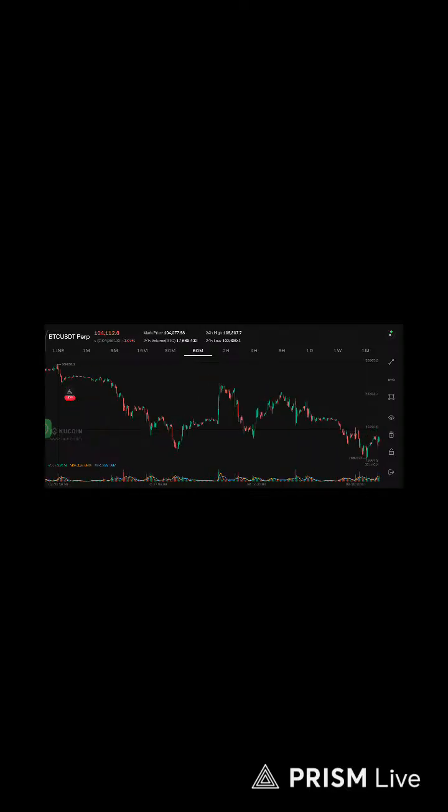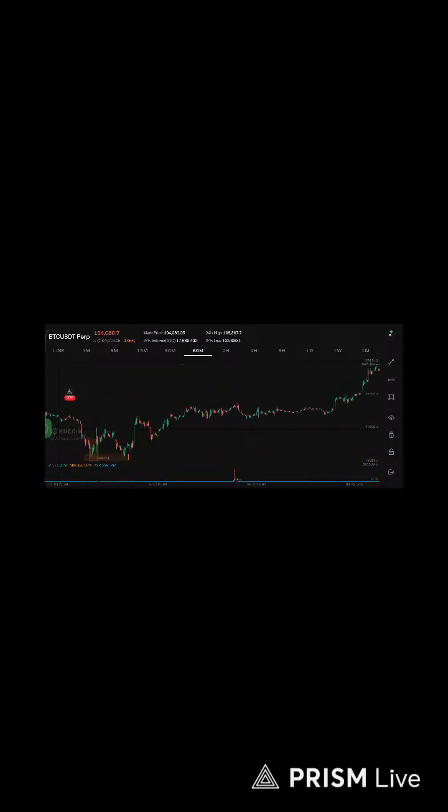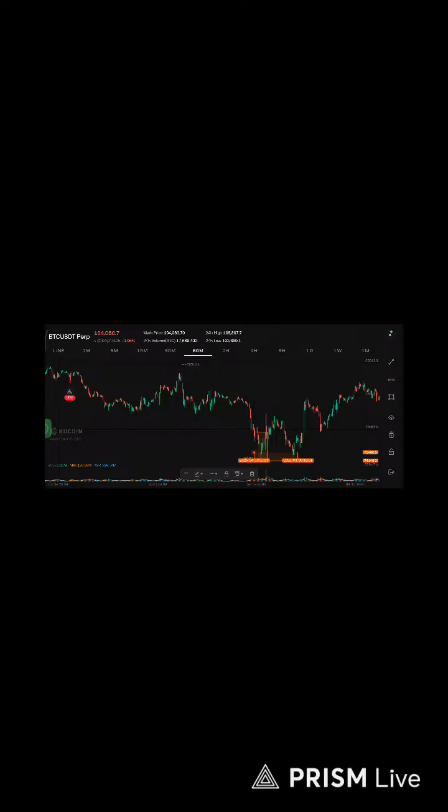This pattern typically appears at the top of an uptrend. Remember that the morning star appears at the bottom of a downtrend. This is an example of it, the one in the red background. Have you seen it?